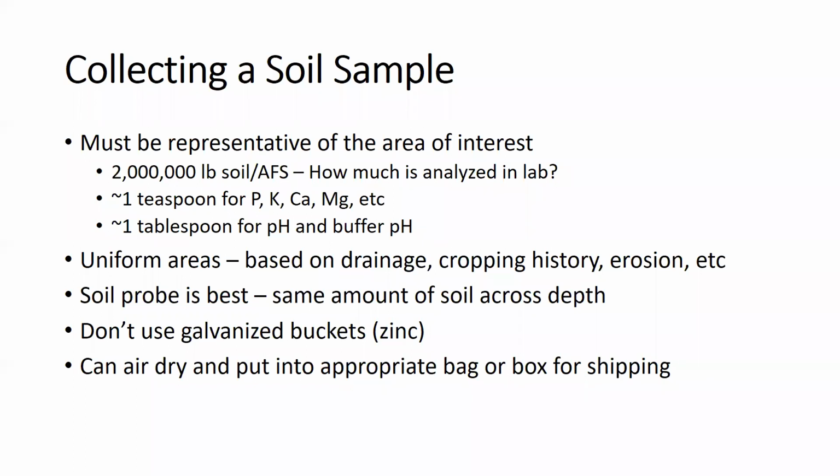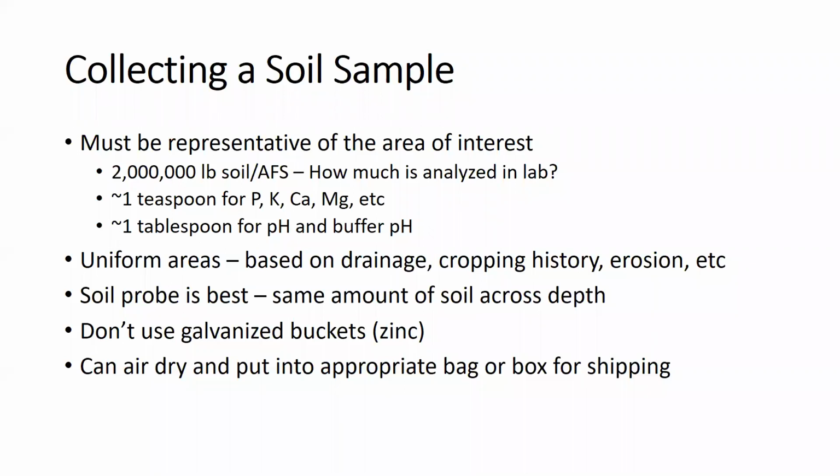And I see Frank is on here. He can correct me if I get off on any of this. But we want to make sure that the soil that gets into the box really represents that sampled area well, because we're only using a real small percentage of that sample that actually goes to the box. So what we look for are uniform areas. We base that on different drainage, cropping history, erosion, different things.